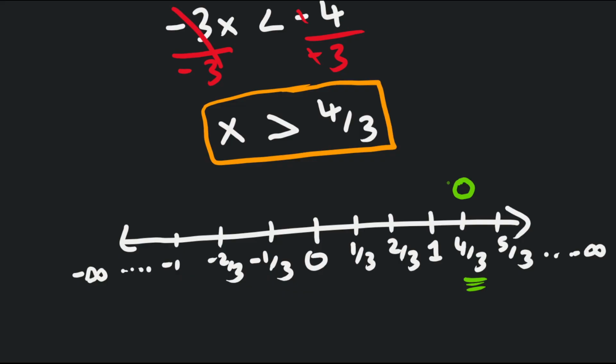So which way are we drawing this arrow? Well, this is an x greater than. So if it's a greater than, well, what's greater than 4/3? 5/3, 6/3, 7/3, etc. And all those numbers can be found to the right. Usually the right has the greater numbers and the left has the lesser numbers. So that is how we draw our arrow on the number line. And then let's represent the solution set using interval notation.